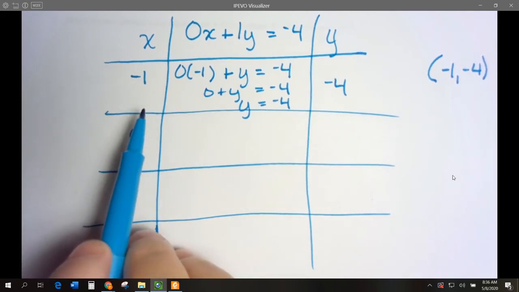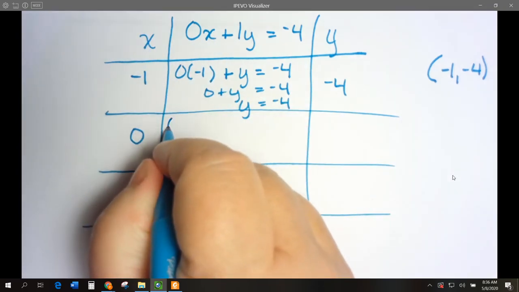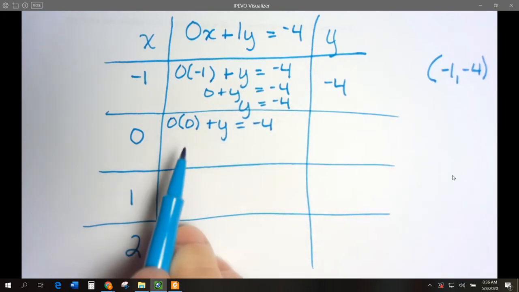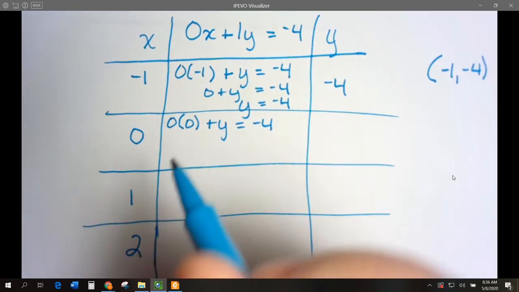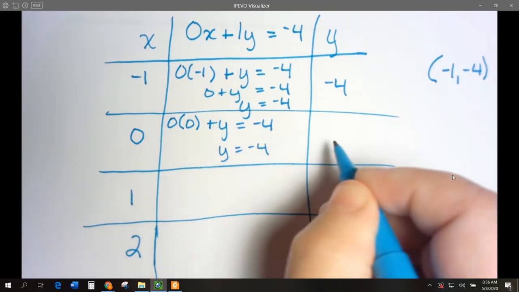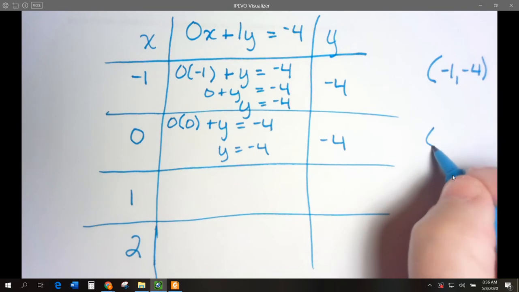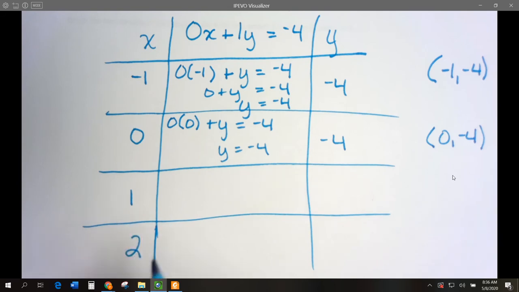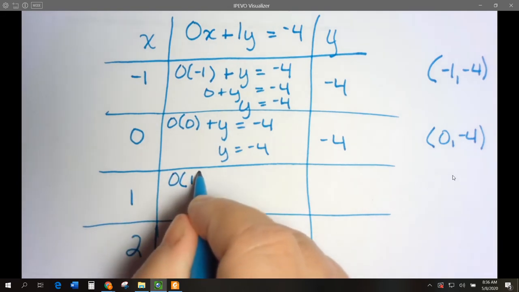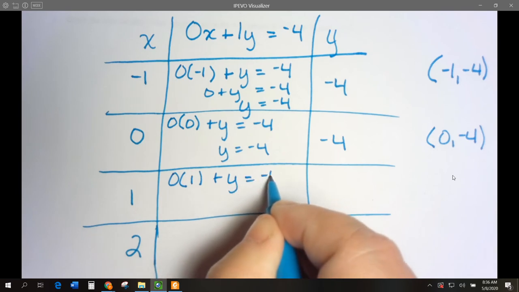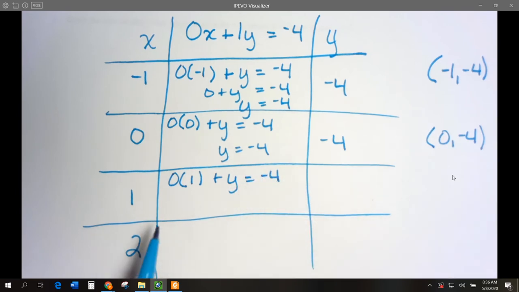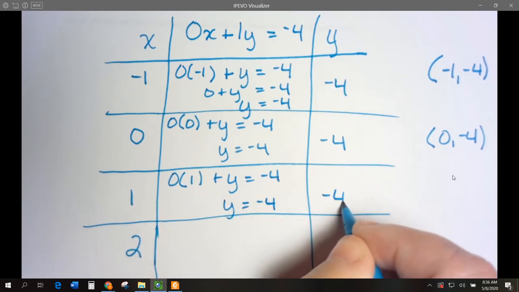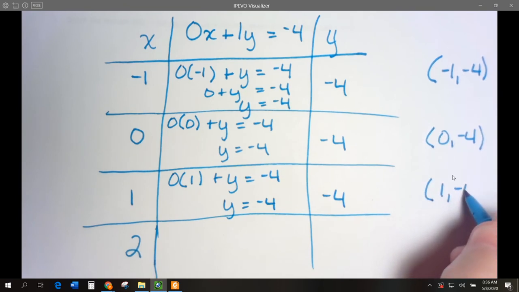Next one, we're going to substitute 0 in for x. So you have 0 times 0 plus y equals -4. 0 times 0 is 0, so we just end up with y equals -4. Our coordinate points are 0, -4. Our next one is 0 times 1 plus y equals -4. This is 0, so we end up with y equals -4. Our coordinate points are 1, -4.